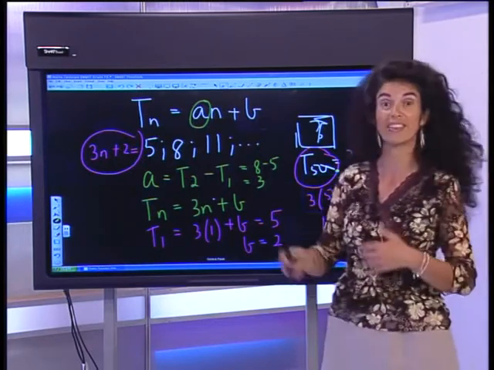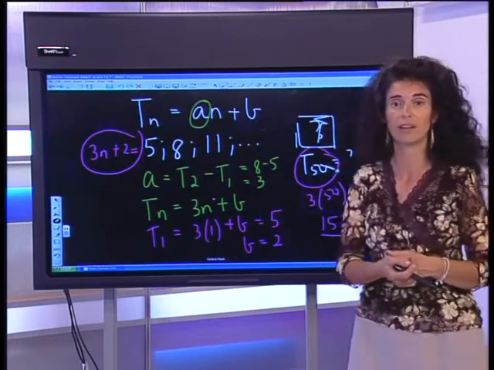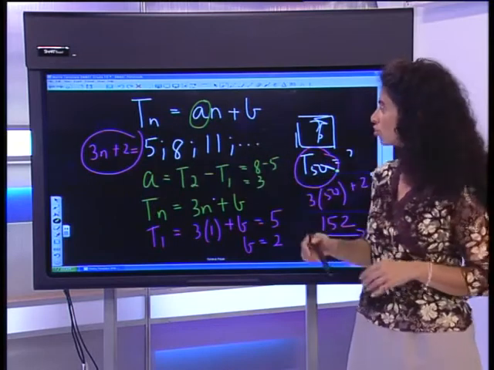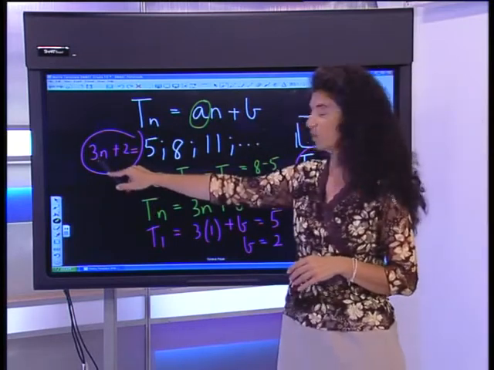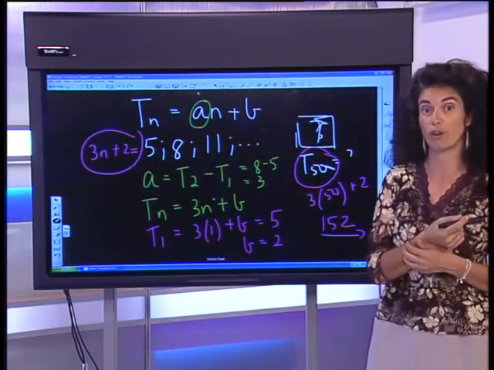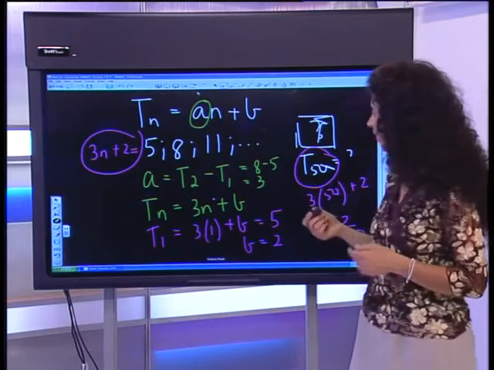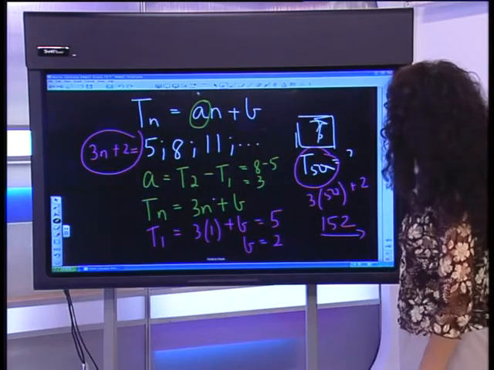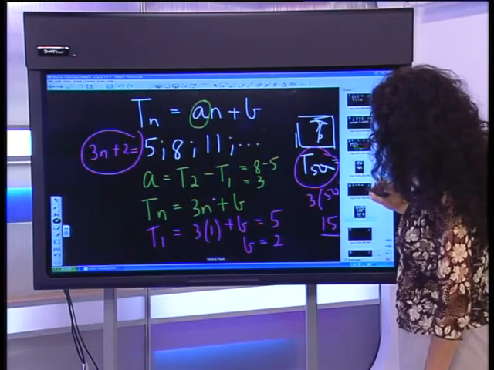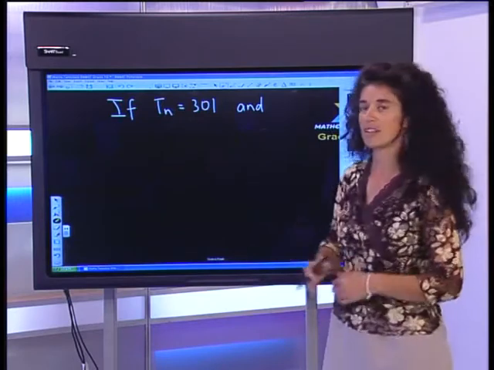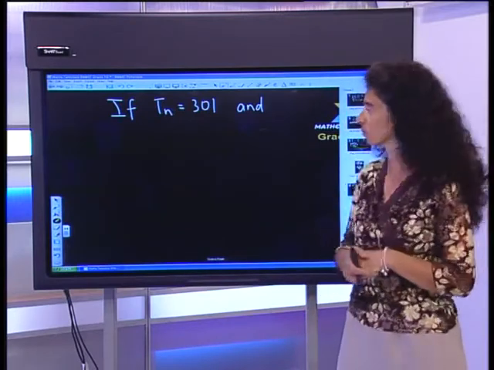So if we wanted to know what the 1000th term would be, we wouldn't have to sit and add 3's 1,000 times. We could just say 1,000 times 3, 3,000 plus 2, 3,002 is the value of the term. Okay, so let's give you a little bit of a challenge. Let's go up here and say Tn is equal to 301.